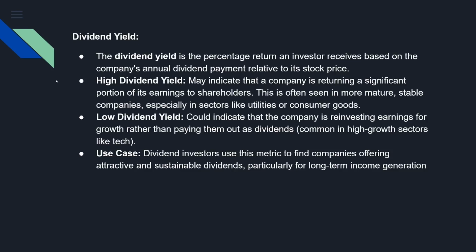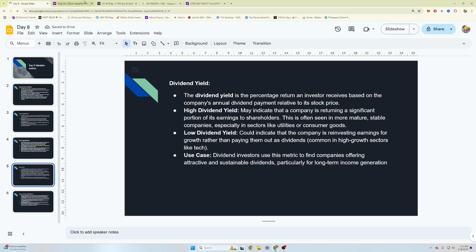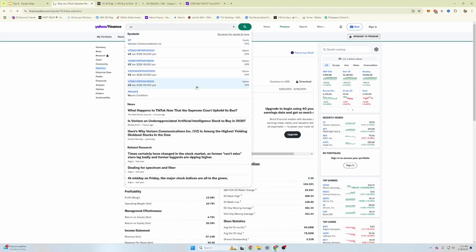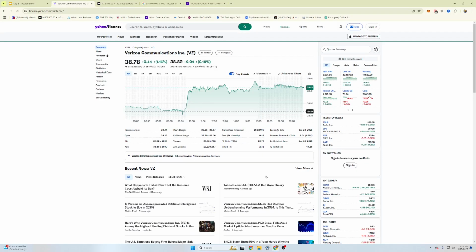The dividend yield is the percentage return an investor receives based on a company's annual dividend payment. So we can quickly look at two dividend yields, Verizon being one of them. Verizon has a dividend yield of 6.99%, basically 7%.